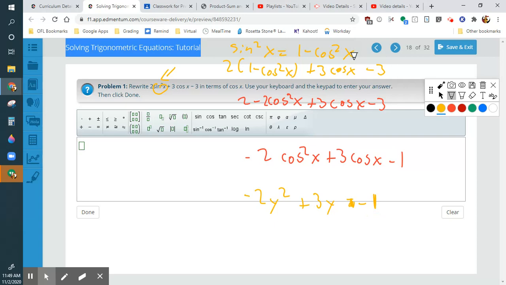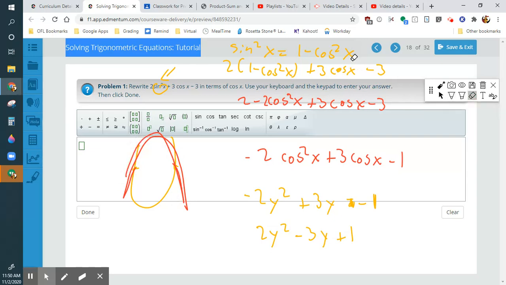I don't really like this negative, so I'm just going to change all the signs. By changing all the signs, I don't really change much. I'm basically just saying that instead of this parabola, I'm going to be dealing with this parabola, but my zeros would still be the same. So by flipping it over, it doesn't change your factoring.